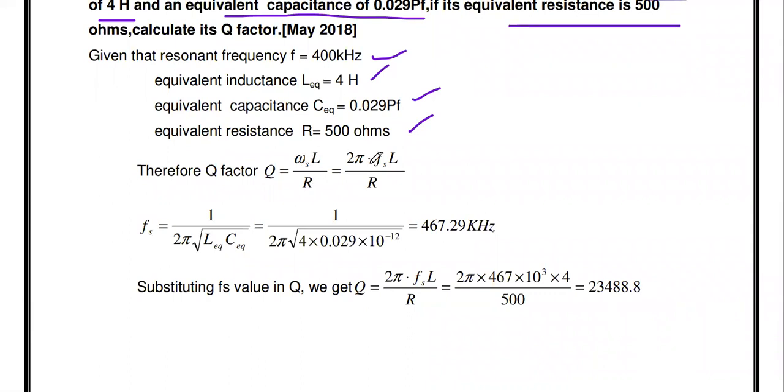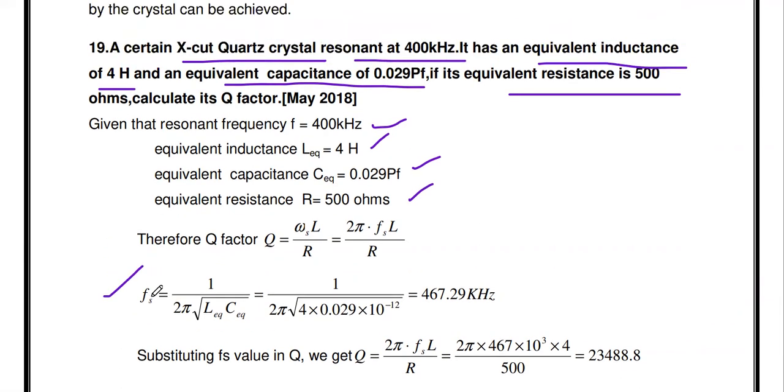And what is omega s? It can be expanded as 2 pi fs L by R. So here the L value is given, the R value is given, but the fs value we have to find out. So first we calculate the series resonant frequency. What is fs? 1 by 2 pi square root of L equivalent into C equivalent. So 1 by 2 pi, L equivalent is 4, C equivalent is 0.029 pico. Pico means 10 to the power minus 12. If you solve, we get the answer 467.29 kilohertz. Kilo means into 10 to the power 3 hertz.